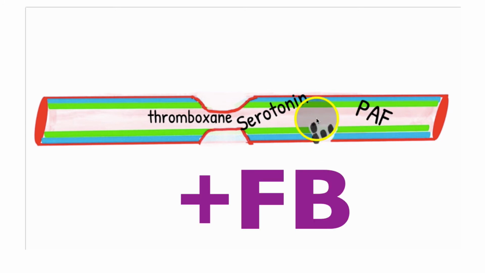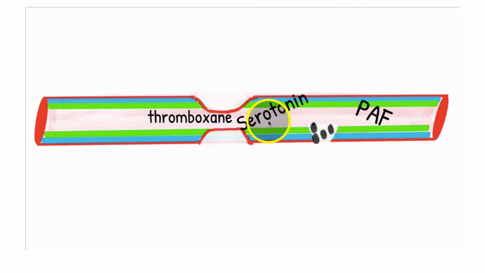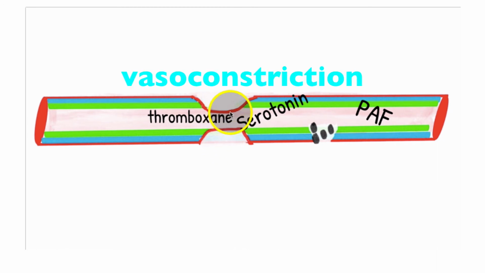In addition to this, these platelets are going to secrete serotonin and thromboxane. Truthfully, it is thromboxane A2, but for our purposes, let's just say it's thromboxane. Both thromboxane and serotonin are going to help maintain and even increase the vasoconstriction that initially happened.